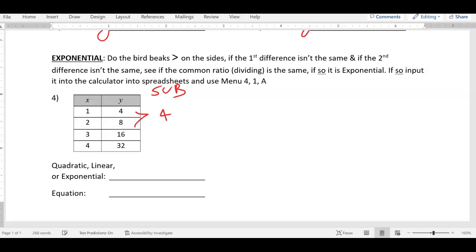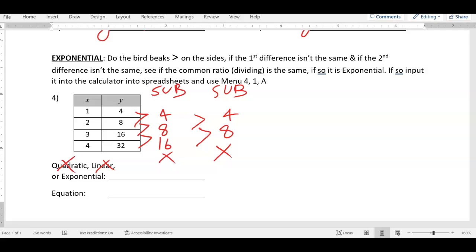8 minus 4 is 4. 16 minus 8 is 8. 32 minus 16 is 16. Is it linear? No. Let's do another subtraction, right? Subtract here. 8 minus 4 is 4. 16 minus 8 is 8. Is it quadratic? No. Okay.